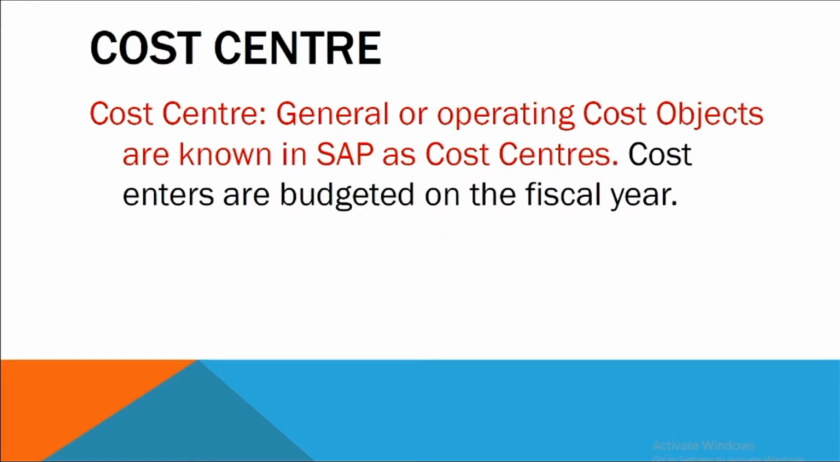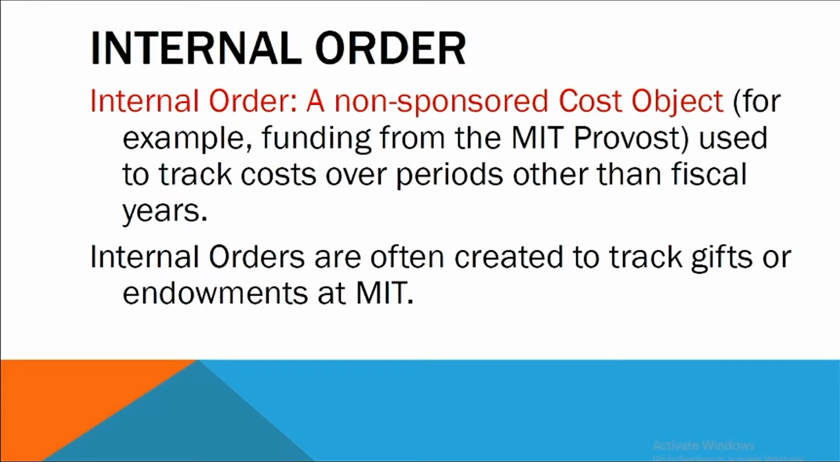Cost center. General or operating cost objects are known in SAP as cost centers. Cost centers are budgeted on the fiscal year. Internal order. An internal order is a non-sponsored cost object, for example, funding from the MIT Provost, used to track costs over periods other than fiscal years. Internal orders are often created to track gifts or endowments at MIT.